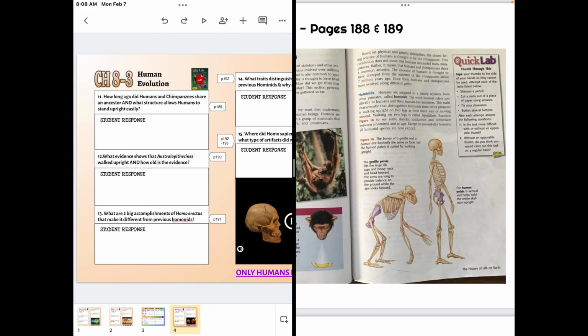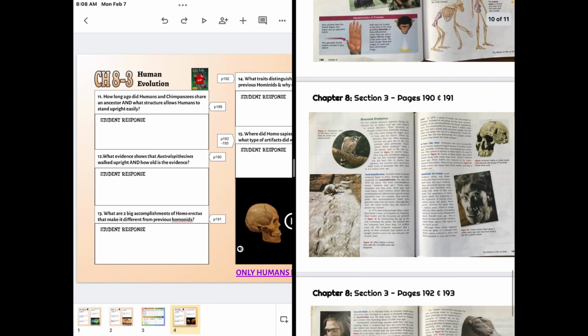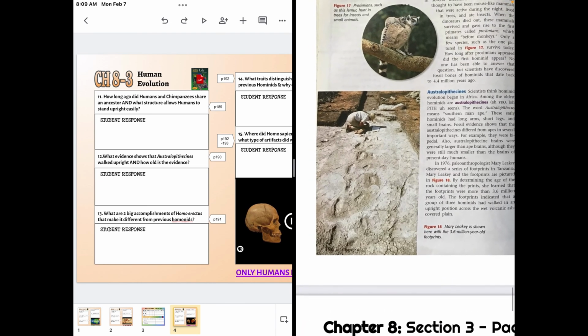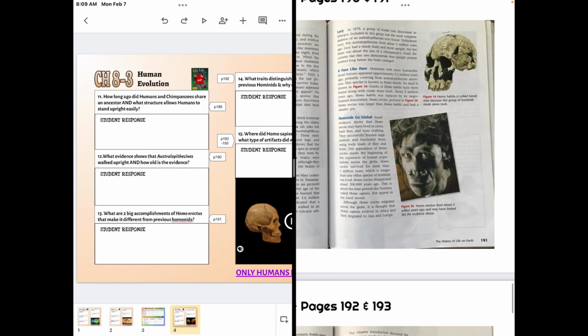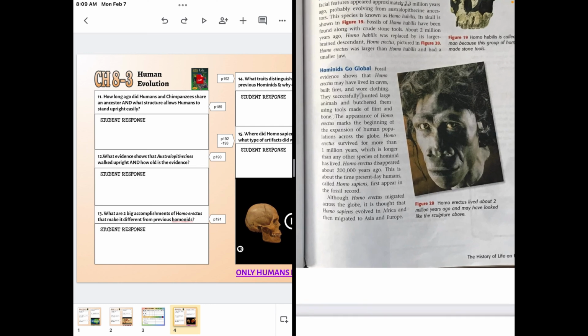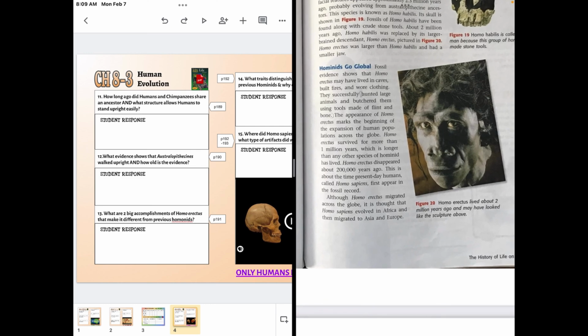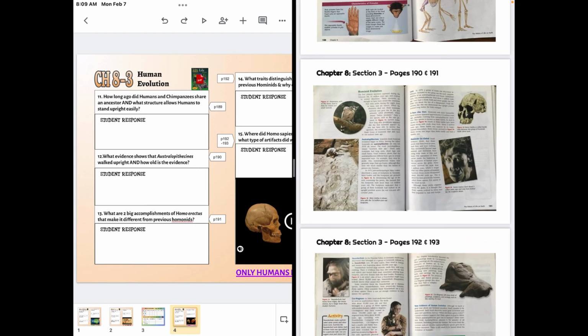What evidence shows Australopithecine walked upright? There's some lovely evidence here. And how old is the evidence? That's on that page. Question 13: two big accomplishments of Homo erectus. So things that had not been done before. We can't say use tools because the hominid before Homo erectus used tools. But there's way more than two answers. Homo erectus was a big game changer for hominid ancestors.